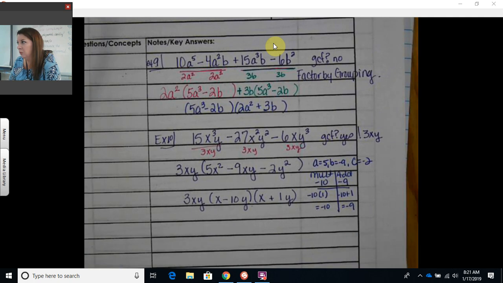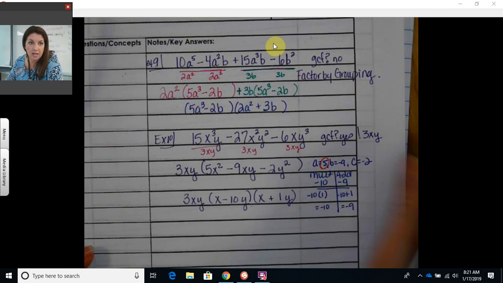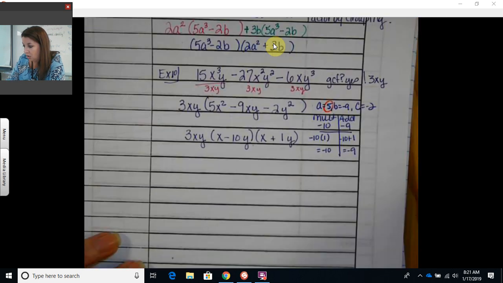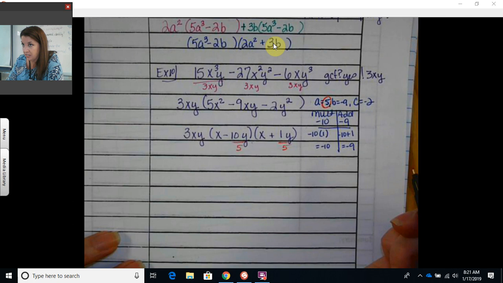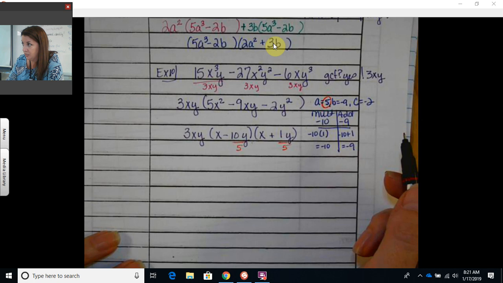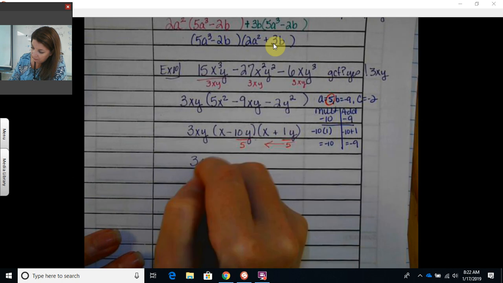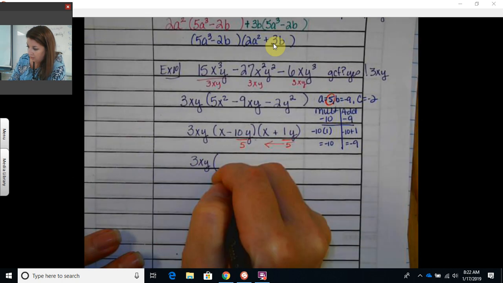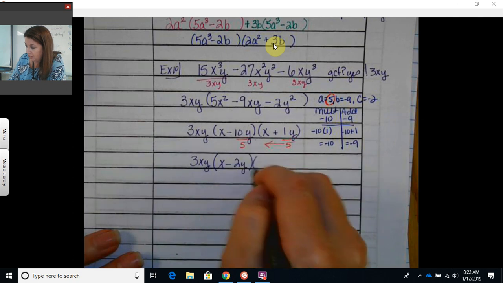Well, do we need to divide and slide? Yes, because a is some number other than 1. Do we divide and slide the GCF? No, only those two numbers that we got from the t-chart. So 10/5, is that going to be a divide or a slide? How about 1/5? A slide. Can I reduce it? No. So we will have 3xy times x minus 10y divided by 5 is 2y. In the second set, slide the 5 over and have 5x plus y.